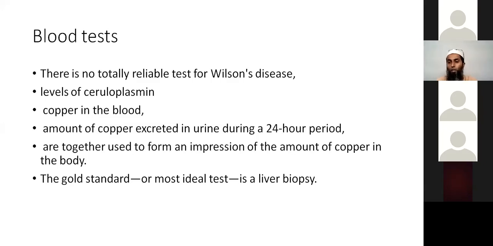So remember, the blood tests that will help you include serum copper level, serum ceruloplasmin level, and the urinary copper level. So these will help you in identifying that something is going wrong with your copper metabolism. The gold standard test that you like to confirm the diagnosis is a liver biopsy, because you can see the copper being deposited in the liver. So that's how you can make a diagnosis. The gold standard test is liver biopsy.